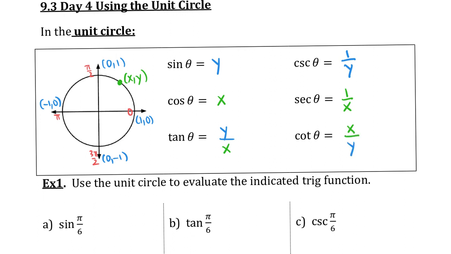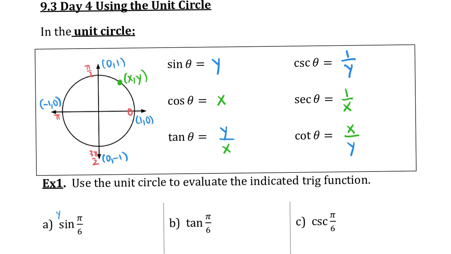Okay, so we're going to keep using the unit circle to evaluate, but now we're just going to add in some of the reciprocal functions. Let's look at the unit circle real quick. So example 1, use the unit circle to evaluate the indicated trig function. So I'm doing sine of pi over 6. Let's look at pi over 6, keeping in mind that sine is the y-coordinate.